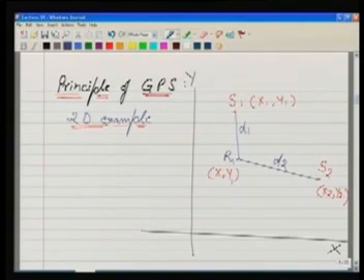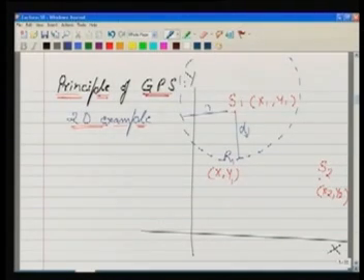The receiver can do it. So let us say we have only one known point, S1, and the distance D1 has been measured. Where could our point R be? We know R is at a distance of D1 from S1, so this entire circle is where R could be. We cannot really fix the position of R with just one measurement.